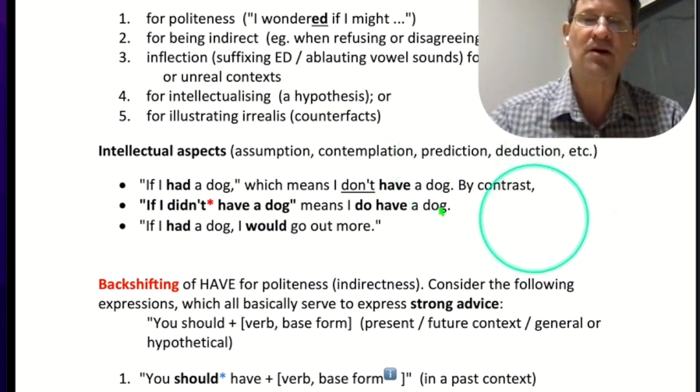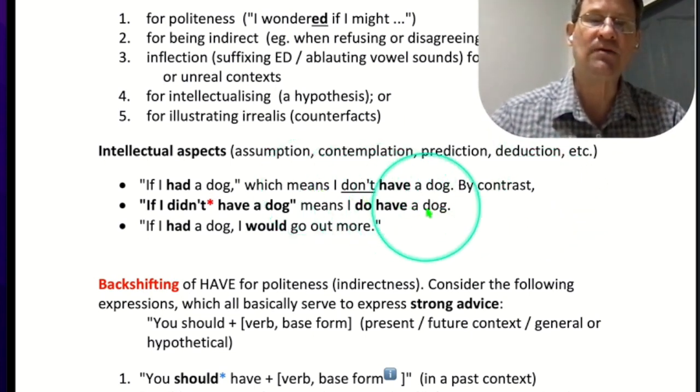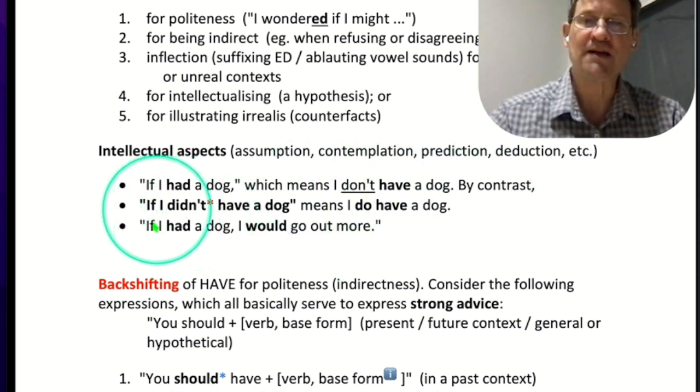So if I had a dog means I don't have a dog. By contrast, if I didn't have a dog means I do have a dog. If I had a dog, I would go out more, but I don't, and so I don't go out enough.